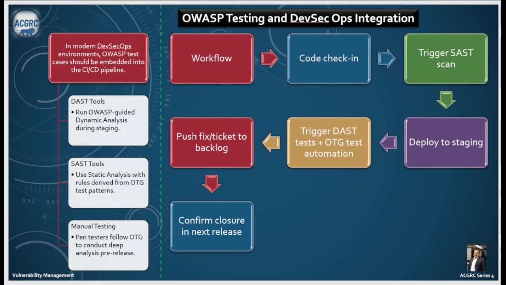In summary, the OWASP testing guide is a practical toolkit that fits naturally into the DevSecOps process, helping teams build secure code, test it continuously, and improve security with every release.